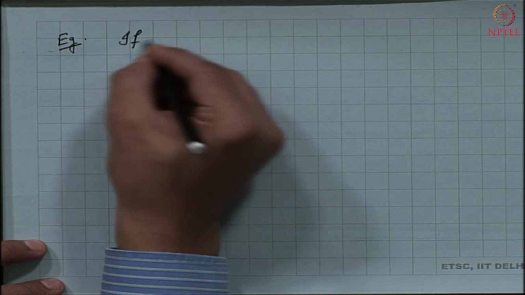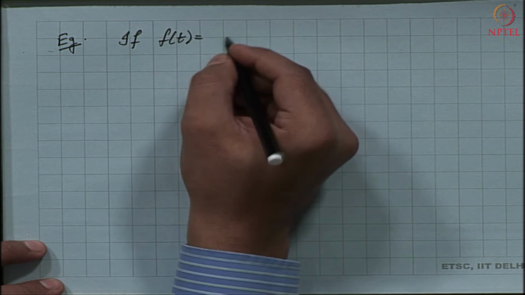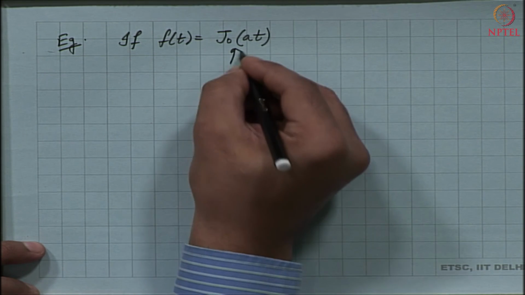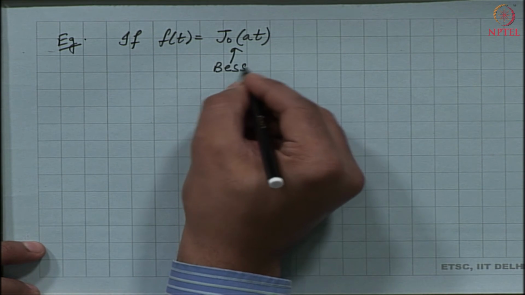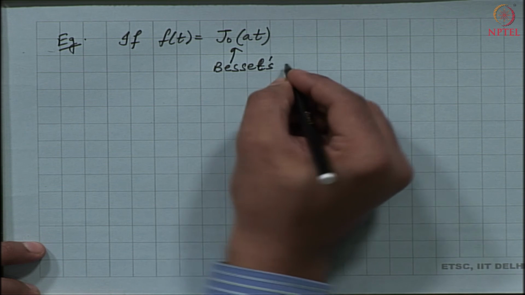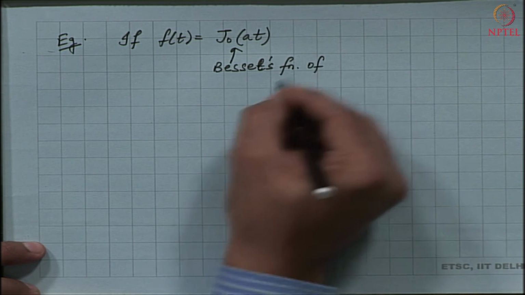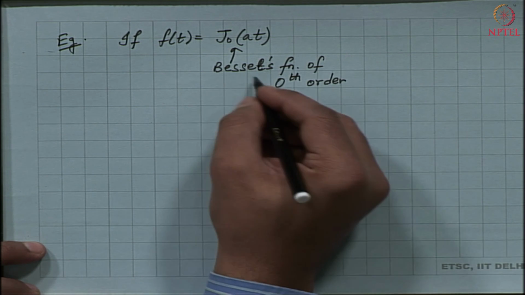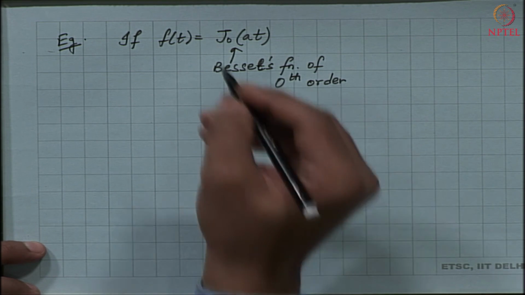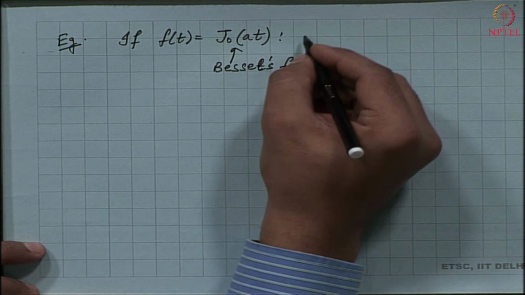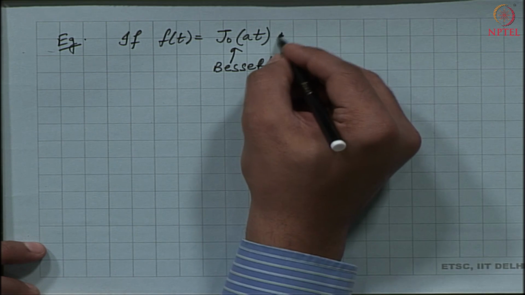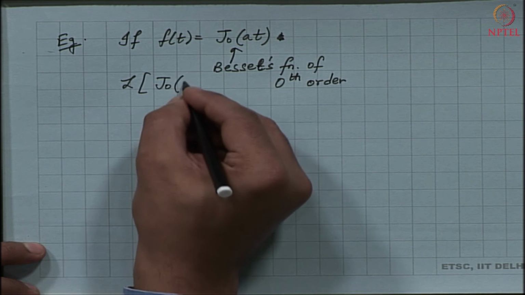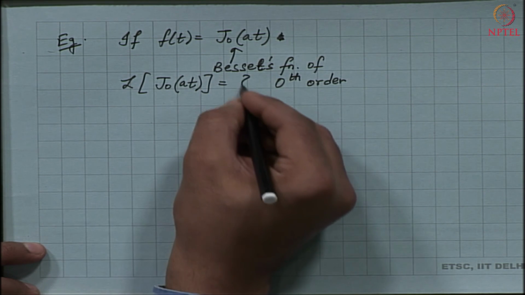So, if my function f of t is given by J 0 of a t. So, what is J 0? J 0 is the so called Bessel's function of 0th order. So, Bessel's function of 0th order. Okay, so I have to find what is the Laplace transform of the Bessel's function.